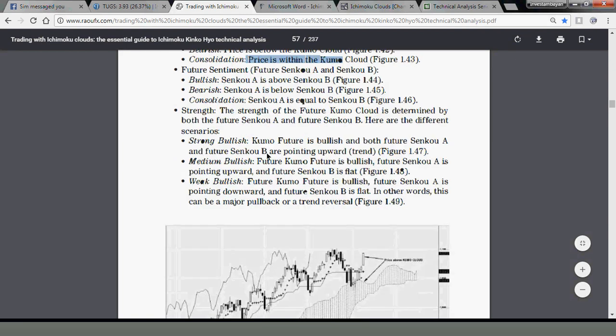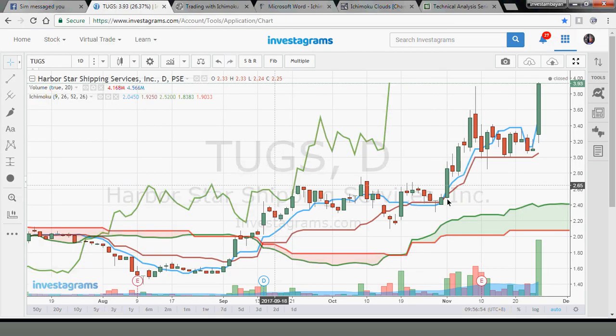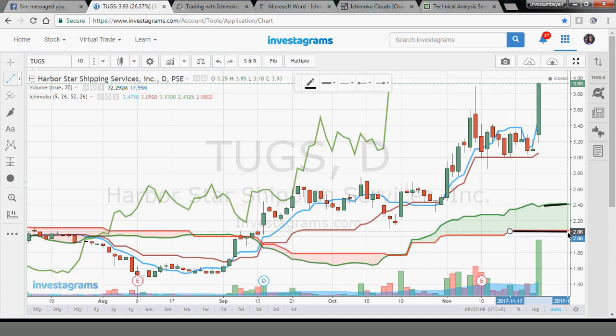Strong bullish. So, strong bullish daw kung si Senkou Span A, Senkou Span B, upward. So, pataas. Nakikita natin dito kay Togs, ito pataas to, upward to, nag-elevate naman siya. Pero, si Senkou Span B, flat siya. So, hindi siya ganun ka-strong yung momentum niya. So, dapat daw, si Senkou Span B pataas, Senkou Span A pataas, Senkou Span B pataas din. And it gives you an idea na the uptrend will be extended.